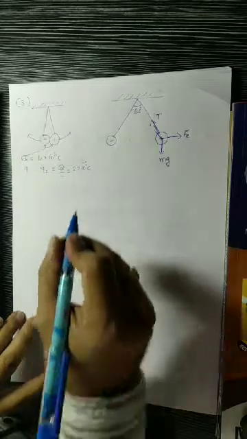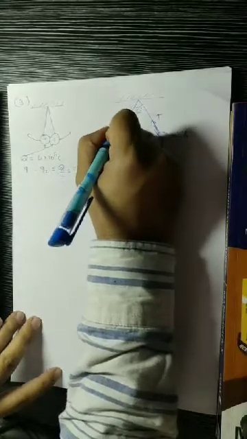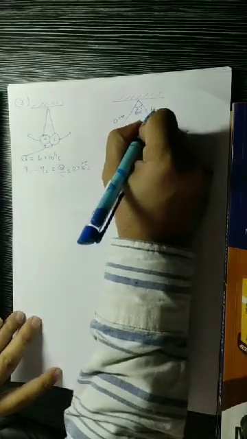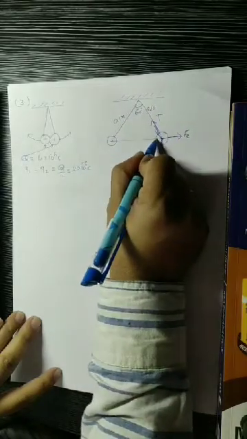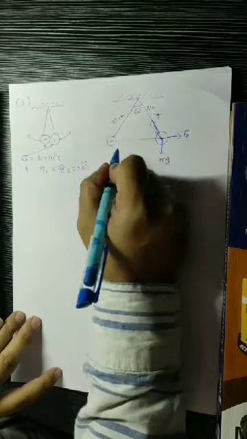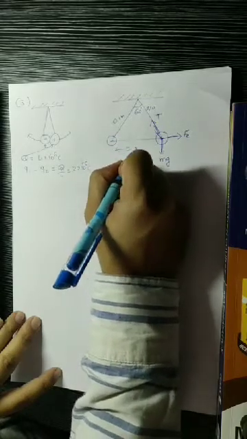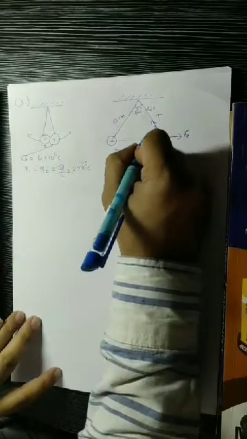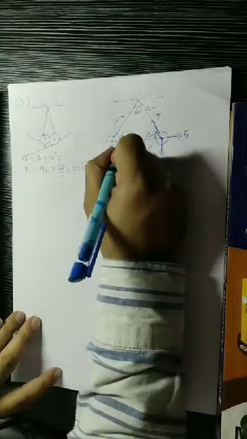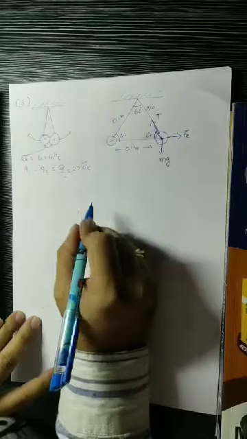The length is given here as 10 centimeter. This distance is 0.1 meter. So this distance is also 0.1 meter. And here this will form an equilateral triangle. So this distance will also be 0.1 meter. Now this angle is 60 degrees. This is also a 60-degree angle because opposite sides are the same.